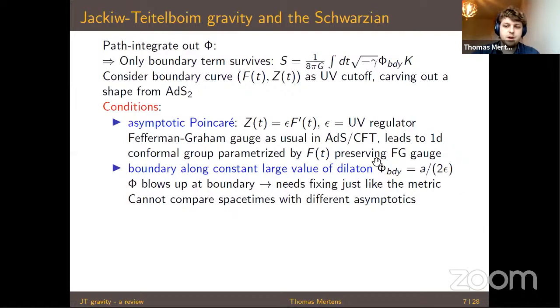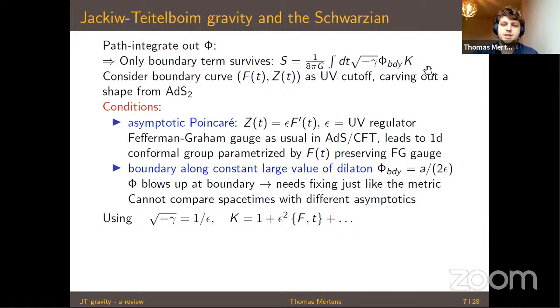And we can impose that boundary condition, or we can fix this blowing up of the dilaton, by having the boundary follow a constant and large value of the dilaton. So the dilaton field phi at the boundary is blowing up as epsilon goes to 0, but I control the way that it blows up. So I have this dimensionful parameter A that defines my theory, and I define the value of the dilaton field on my boundary curve as A divided by 2 epsilon as epsilon goes to 0. So these are the boundary conditions.